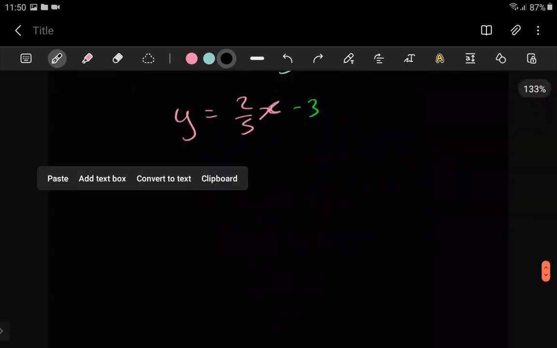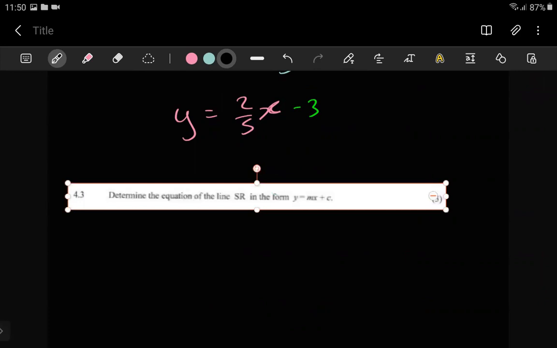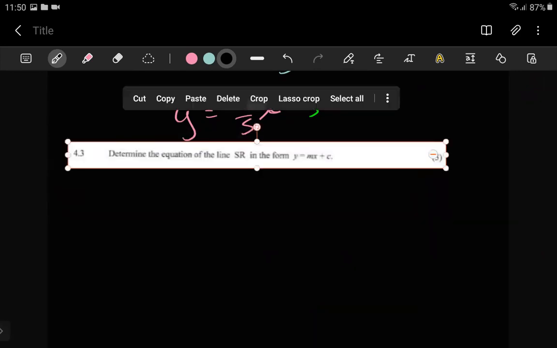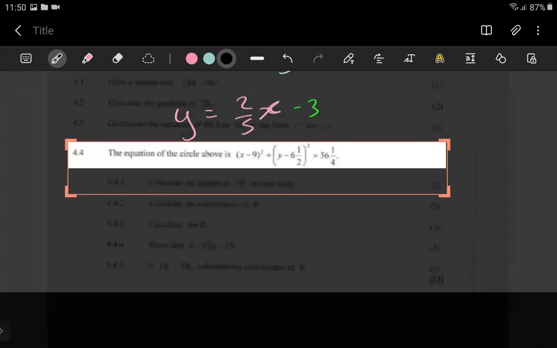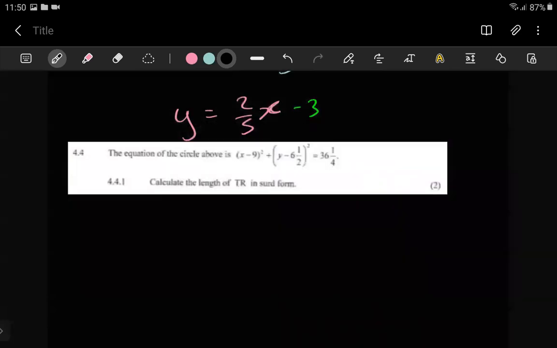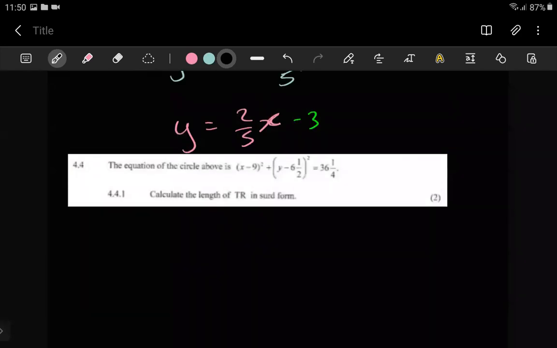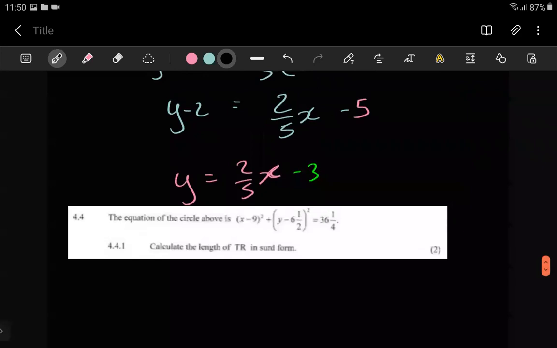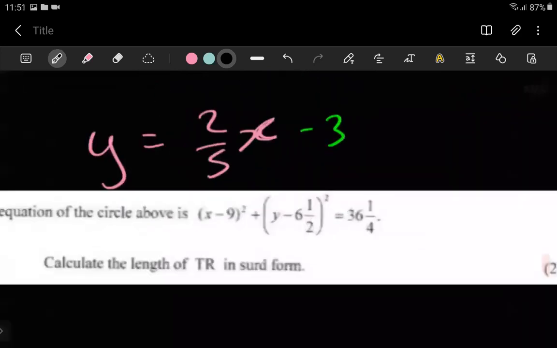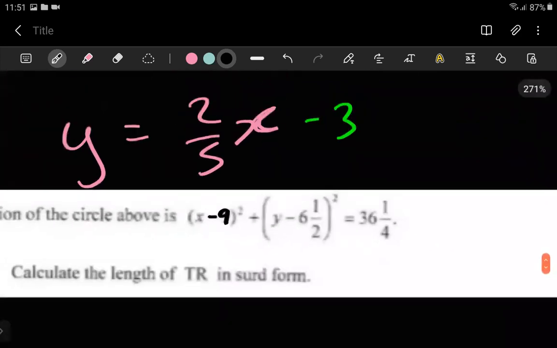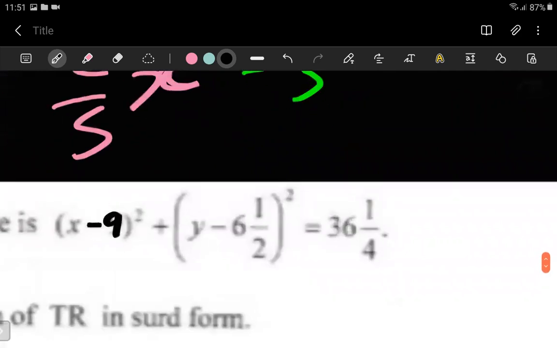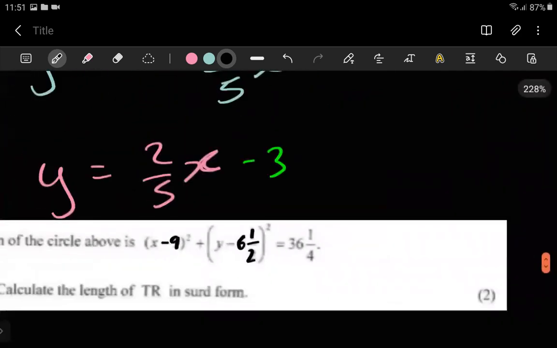So let us see what we have to do here. Oh. So they say we should get the equation of the circle. No, they're giving us the equation of the circle. So they say the equation of the circle above is this. This is telling us the x value of the center, which is positive 9, and then the y value of the center, which is positive 6.5.